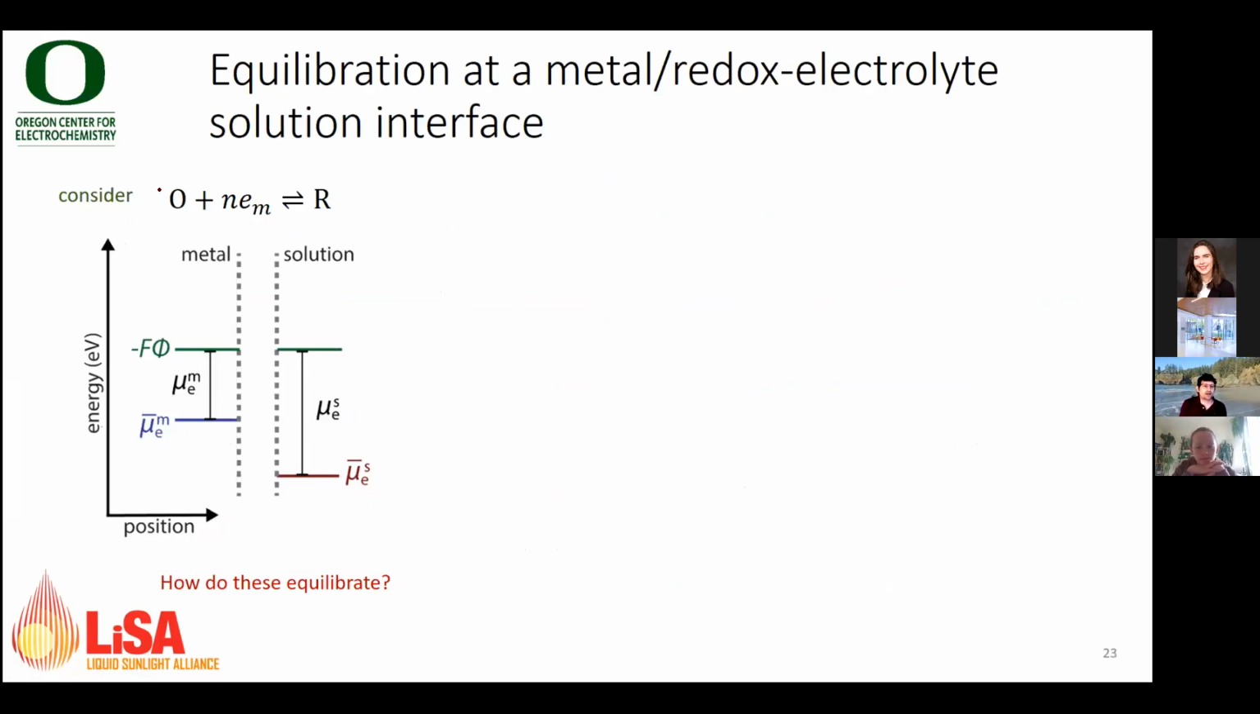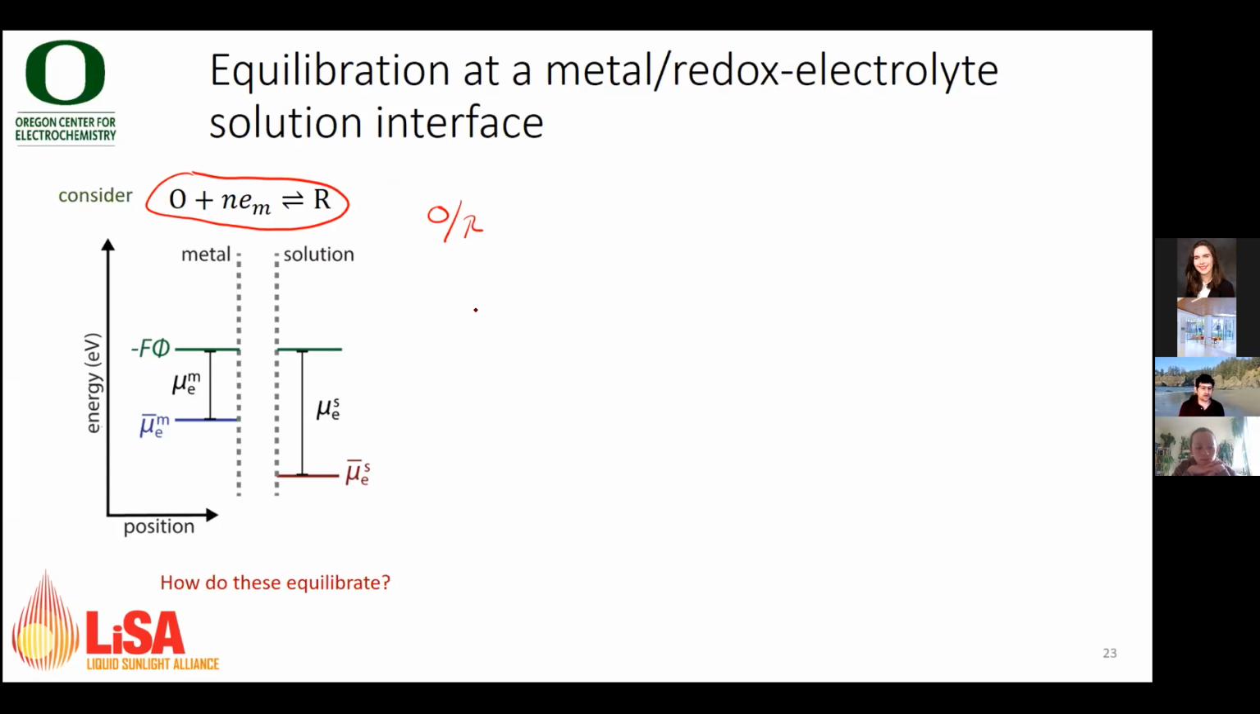So consider a redox reaction. Here's the redox reaction: O plus some electrons goes to R. I take a metal and dunk it into an electrolyte that contains this O and R, say ferrocyanide and ferricyanide at some concentration, and I put a metal electrode in. What happens?